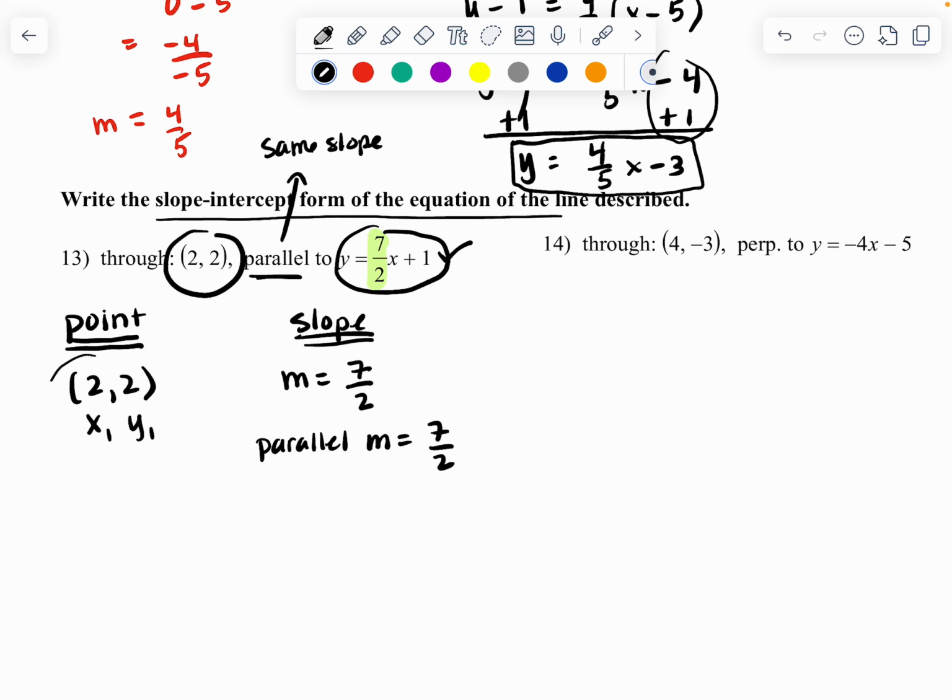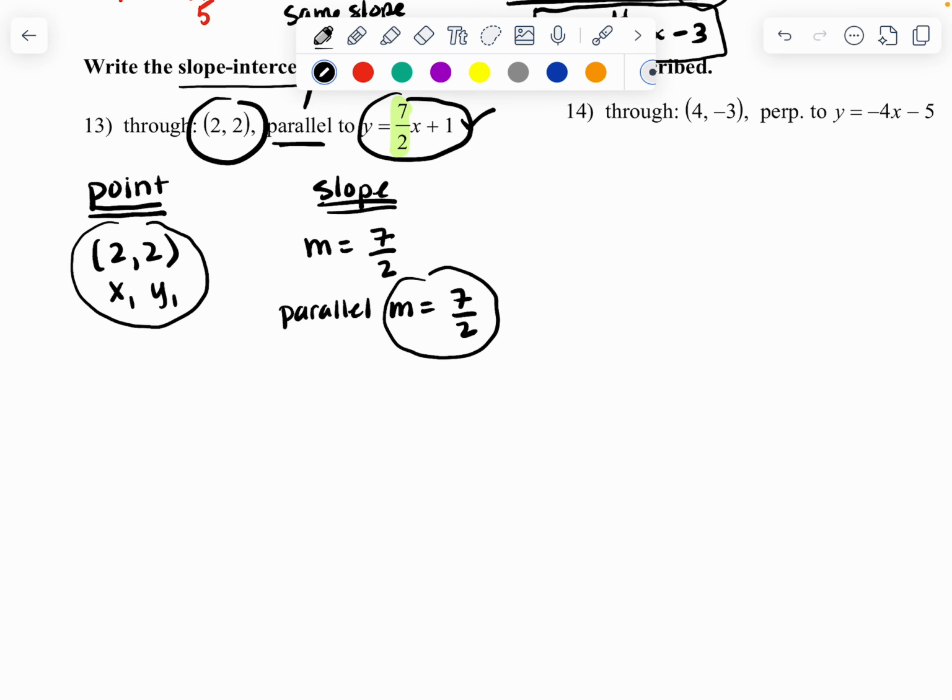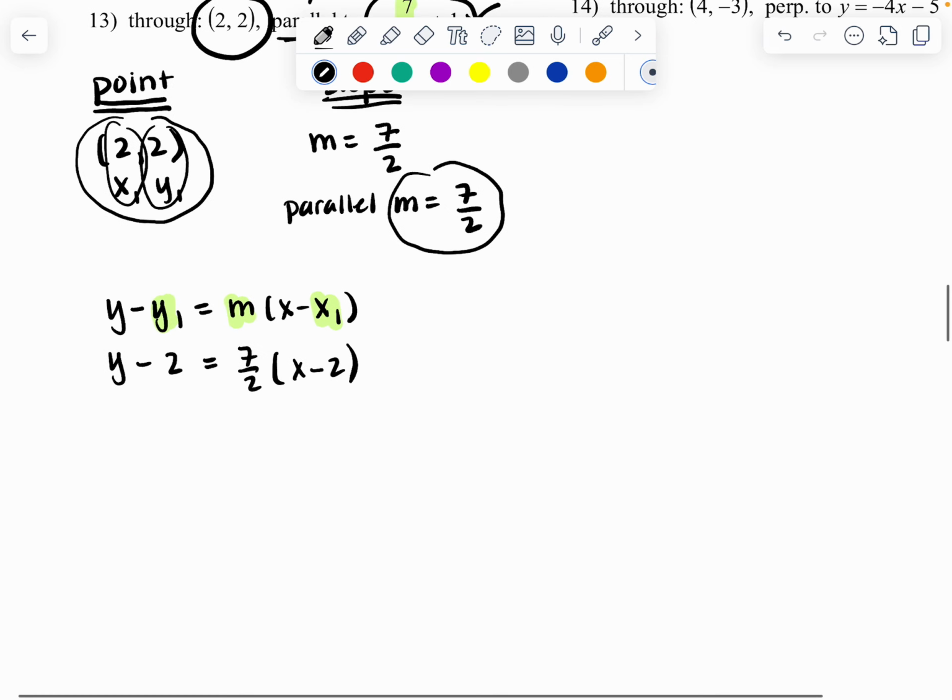Okay, so you guys look, I've got myself a point. I've got myself a slope. Once you have a point and a slope, you can put it into point slope form, which is y minus y1 equals m times x minus x1. And again, we're going to replace the y1, the m, and the x1. Okay, so we get y minus, my y1 is 2, equals, my m is the slope, which is 7 over 2, and then x minus my x1 is also 2. Again, please don't freak out with the fraction. You can do it.